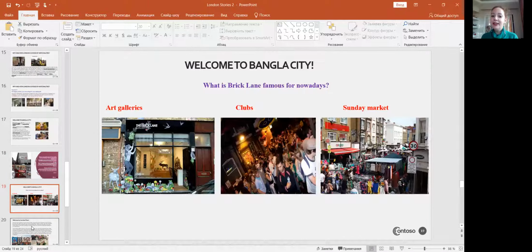But Brick Lane is also famous for its art galleries, very unusual ones, and clubs, but these clubs are not like the posh ones in Kensington or Notting Hill. It's more about drugs, alcohol and techno music and things like that. And Sunday market. London people love to sell and buy vintage, so you will find different vintage outfits, luggage, vintage books, and so on and so forth. And also you can try cuisine of different countries.